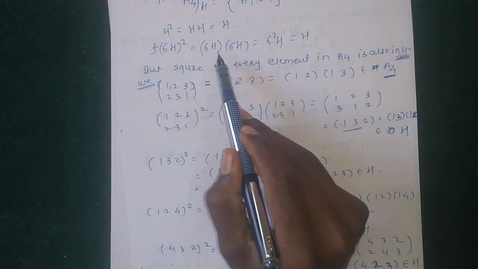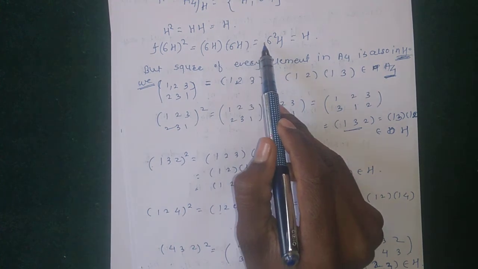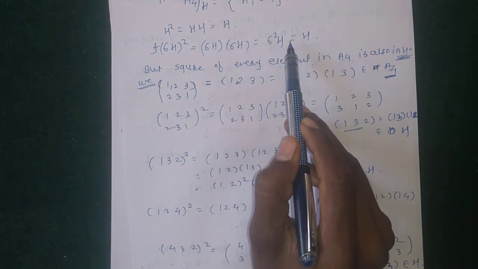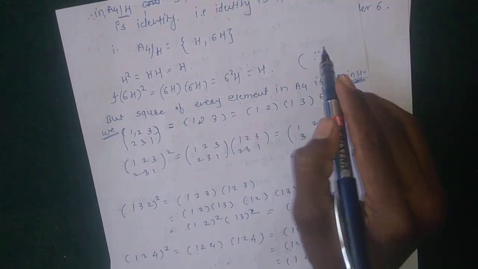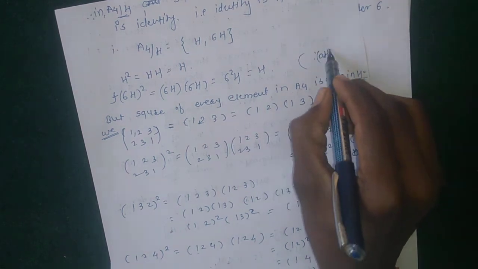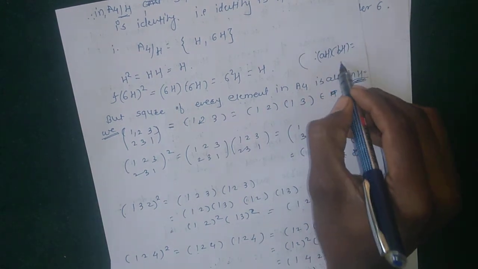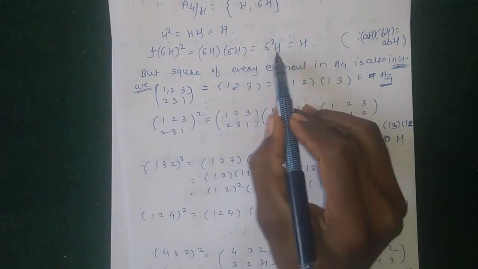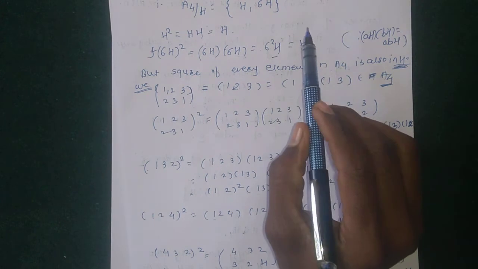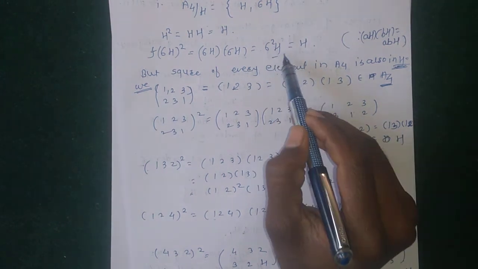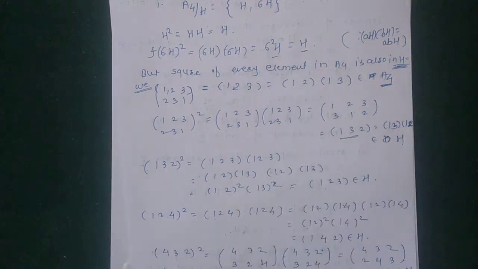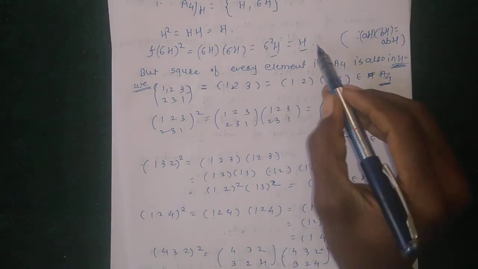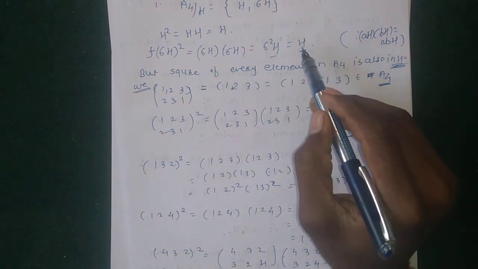Okay, this is the left quotient, and the value is sigma into sigma H. Using the result AH into BH is equal to ABH, the value is sigma squared H. But the square of every element is equal to identity, which implies that sigma squared H is equal to H itself. Therefore the square of every element in A4 is in H.